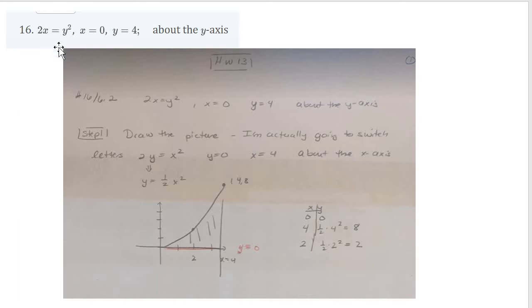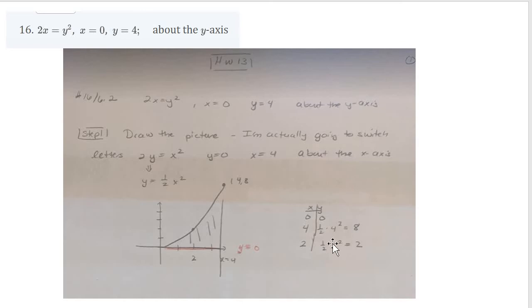It looks weird. So my first instinct is going to be to switch the letters. So I changed all the y's to x's and all the x's to y's. So x equals 0 becomes y equals 0, y equals 4 becomes x equals 4, and now instead of doing it around the y-axis, I'm going to do it around the x-axis. It just looks more like what I'm used to.